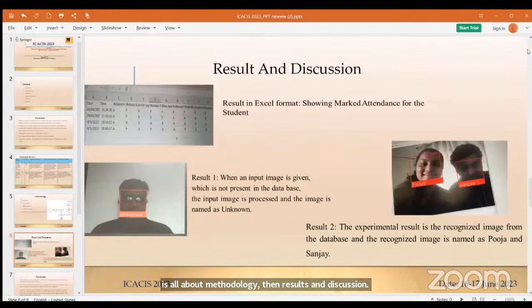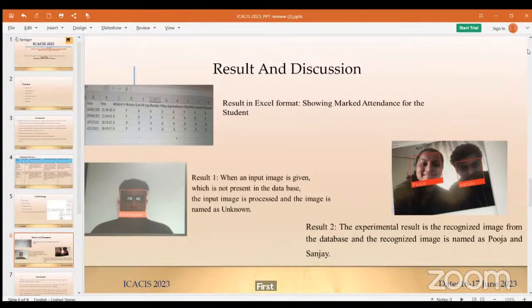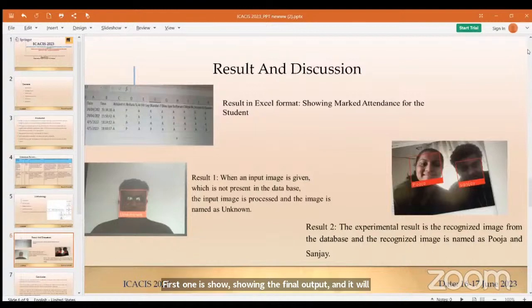Deep learning is based on a deep neural network, a branch of artificial neural network. Now we can see here three images. The first one shows the final output, and it will be in the format of an Excel sheet. The Excel sheet has a date, time and student's name. Also, a present student will be noted as P, and an absent student as A.